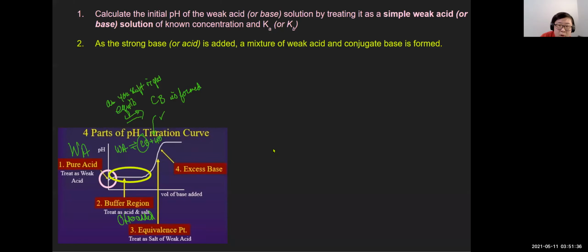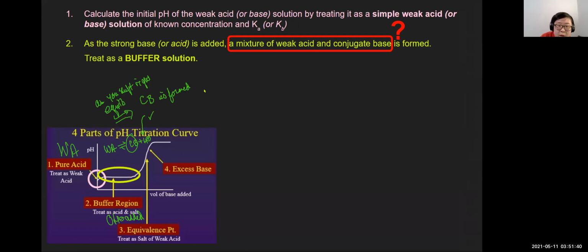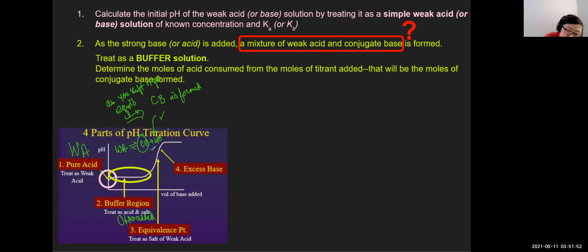So the question is, what is that? That is a buffer solution. And now all you're going to do is determine the moles of acid consumed. That will be the moles of conjugate base formed. Remember, the stoichiometry part of this is that these are 1 to 1. Anything on one side of the equilibrium expression has a stoichiometry to it.